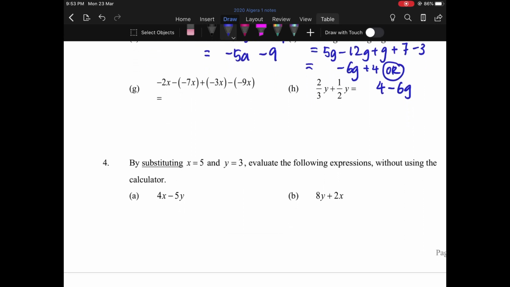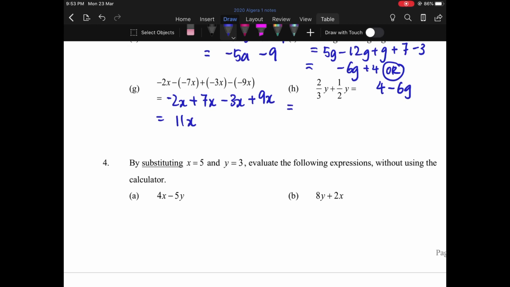Next, part G. We need to simplify the terms. Okay, so negative 2x, double negative, then we need to subtract negative 7x, so we will get plus 7x. Then minus 3x, and again double negative means you will add 9x. So upon evaluating this, you should be getting 11x. Okay, part H.